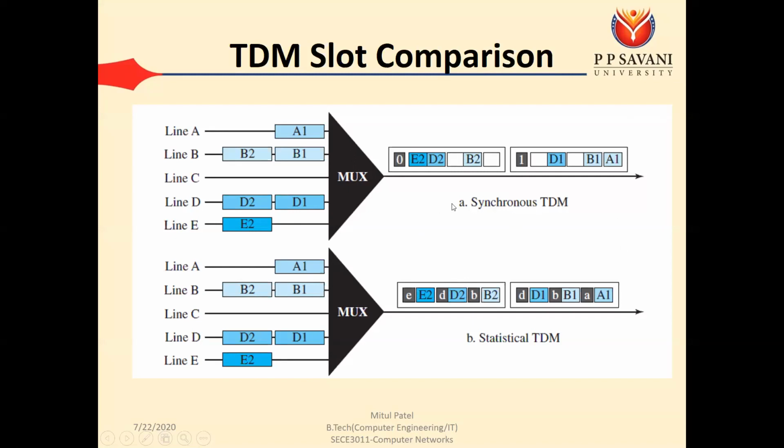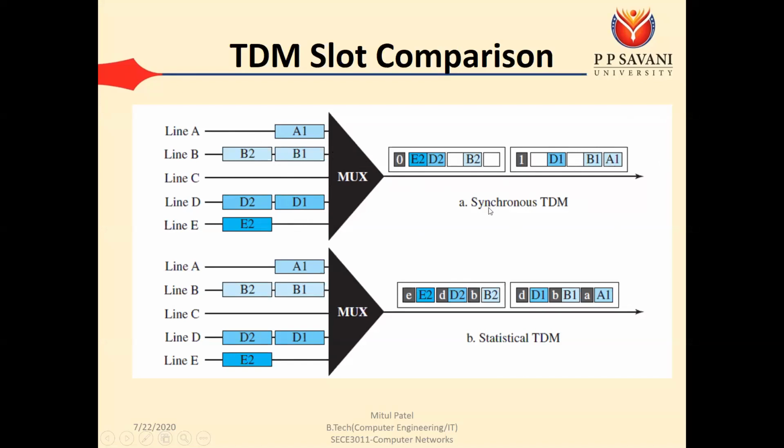Now what happens with synchronous TDM? આપણે create કરીએ તો suppose આપણા 5 connection છે, so the size of the frame consists of the 5 output time units. So A1 B1 C1 D1 and E1, but here we see that C1 માટે આપણી પાસે કંઈ data નથી, તો પણ આપણે એના માટે slot allocate કરવા પડશે.